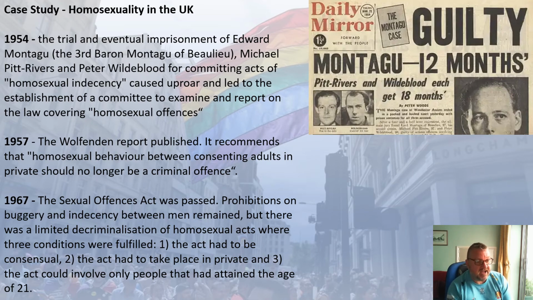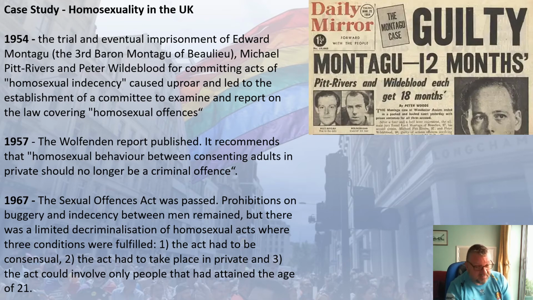And the act had to involve only people that were aged 21 or above. So I would remind you that the age of consent for heterosexuals was 16 at the time. So if you're gay, you could not have sex until you were 21.